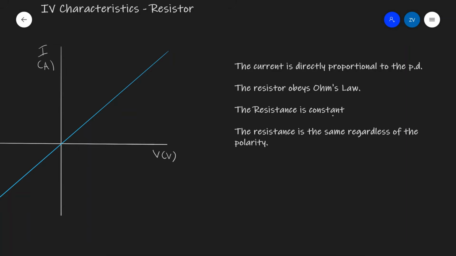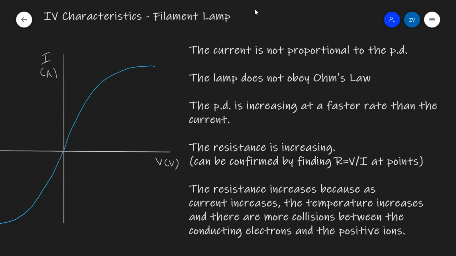Additionally, the resistance is constant as indicated by seeing no change in the gradient. Finally, you also see that the graph looks exactly the same regardless of polarity. In other words, the graph is still a straight line through the origin when the voltage and the current are negative.